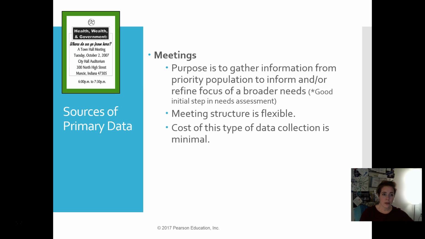Other meetings, so town halls, can also look a little different in that you are gathering information from the priority population. So it's almost like where you're starting off. This goes back to the idea of the Delphi technique. You can meet with a group of folks who then give you a broad umbrella of what they perceive to be the needs as members of the community that you're working with. And then you hone in on specific themes based on that initial meeting.